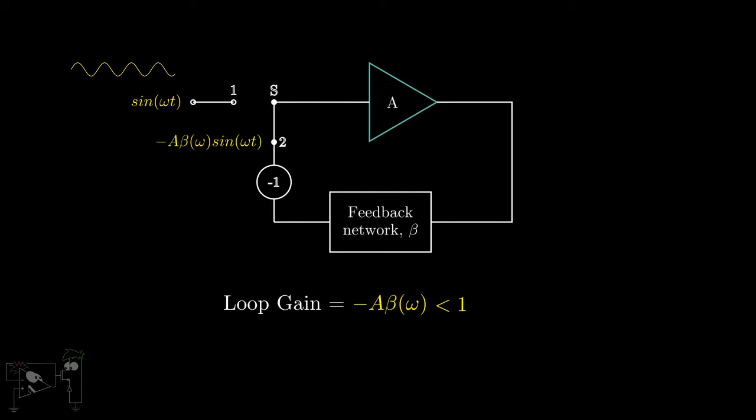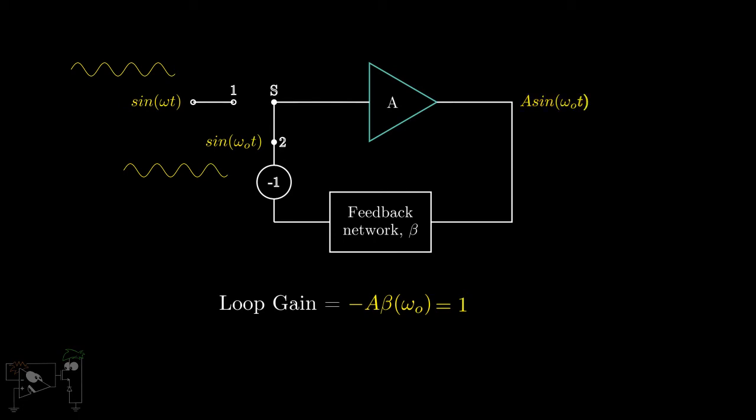Now consider the final case where the loop gain is equal to 1. That is, for some frequency omega naught, minus A beta of omega is 1. In this case, the input remains the same. That is, sine of omega naught, and therefore, the output remains A into sine omega naught. So, it looks like even if we remove the input, the circuit keeps on generating a sine wave. Well, this is exactly what we want. An oscillator generates the sine wave without taking any input signal.